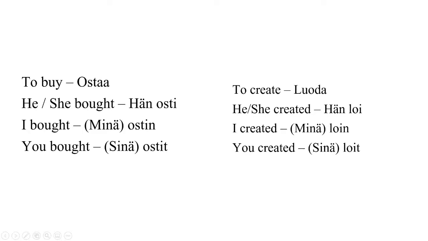But then there is another example. To create, luoda. This is the neutral term. Then he created, hän loi. I created, minä loin. You created, sinä loit. So this is a word that actually mutates quite a bit. And in the first example, you can once again see that you don't have to say the I or the you because the letters at the end of the word give away who did the action. You can say them, but you don't have to.